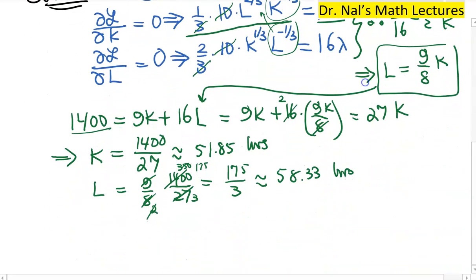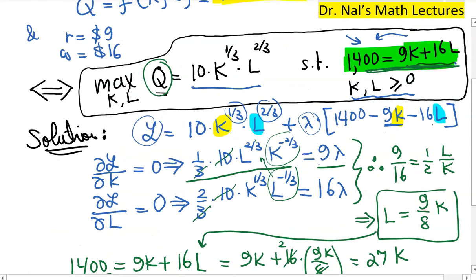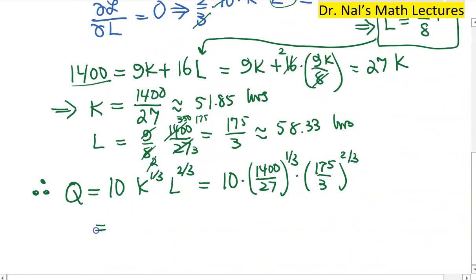It turns out Q as a result, so therefore Q, which is 10 times k to the power 1/3 times L to the power 2/3, I think it was, is equal to 10 times, so replace k with whatever we got here, 1,400 over 27 raised to the power 1/3 times, and then labor is 175 over 3 raised to the power 2/3. Now remember that that's the shape of our function. All right, and now the rest is just a calculator business. So let me just go ahead and do the calculations here.